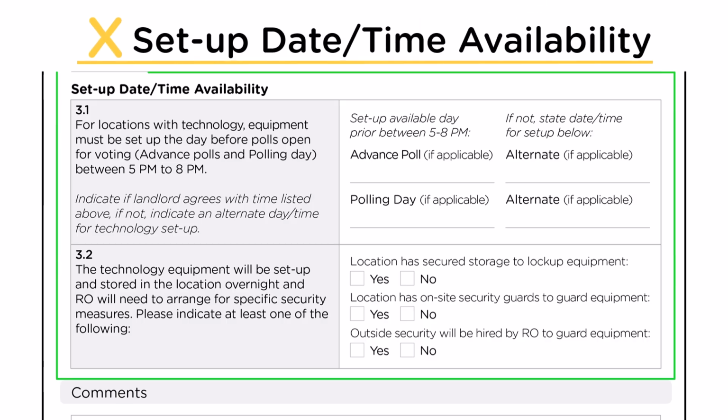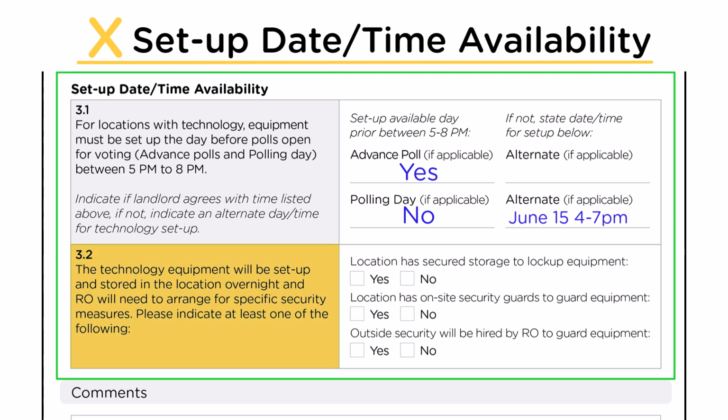Set up date and time availability. Voting locations with technology require poll officials to enter the premises the day before polls open to set up and test the equipment. This takes approximately 3 hours from 5 p.m. to 8 p.m. The furniture will also need to be set up at this time if possible. Confirm with the landlord that the voting room is available at this time. Or, if they require an alternate time or date, indicate this information in the Setup Date and Time Availability section of the checklist. The rental agreements will indicate the compensation the landlord receives for the use of their space for this extra day.